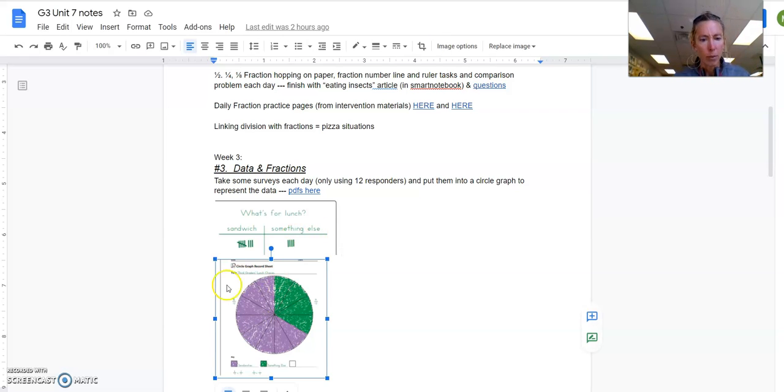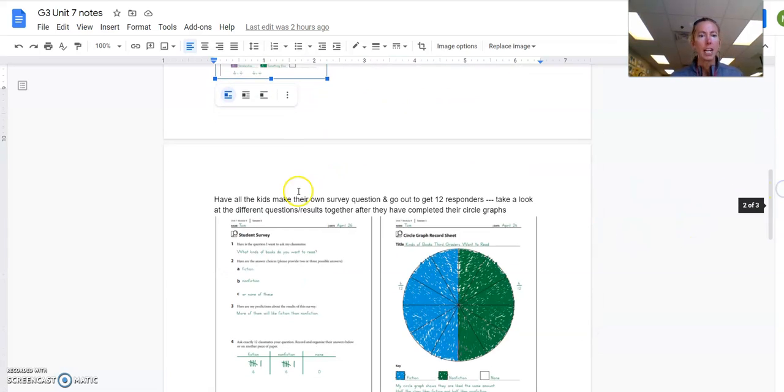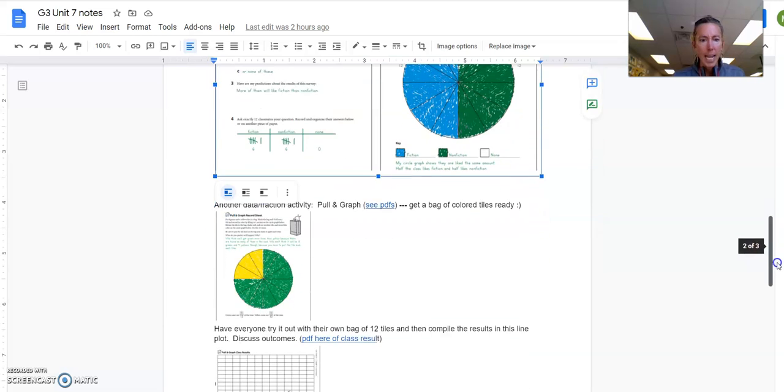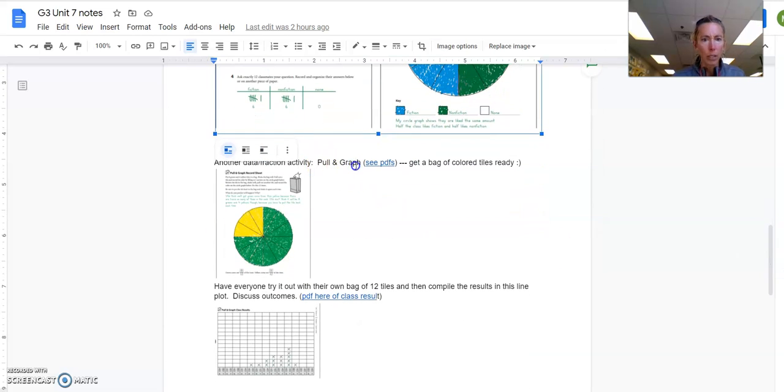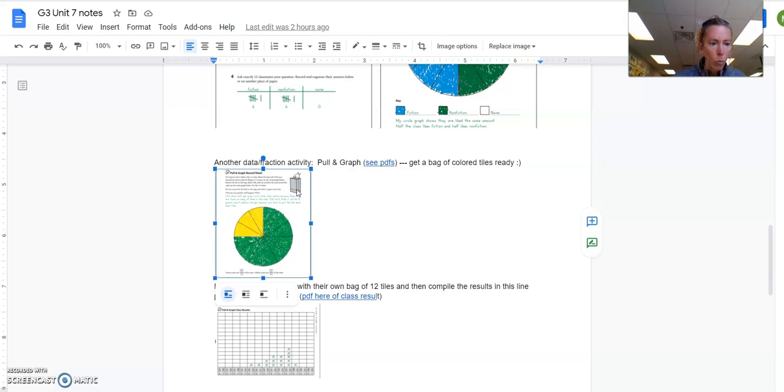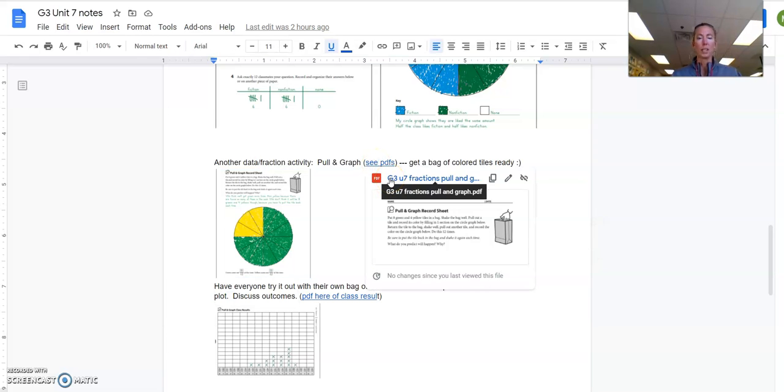Okay, and then I put my results on a circle graph and I color in how many people said sandwich and I color in how many people said something else. And then we're able to get fractions out of it and see it on a circle graph. Another way to do it, and we can look at everybody's circle graph and see what they were asking each other. And another way to do it is called the pull-in graph. So instead of asking a question, we have a bag pre-filled with tiles, just 2 colored tiles and only 12 tiles. And they get to put what they pulled out of the bag.